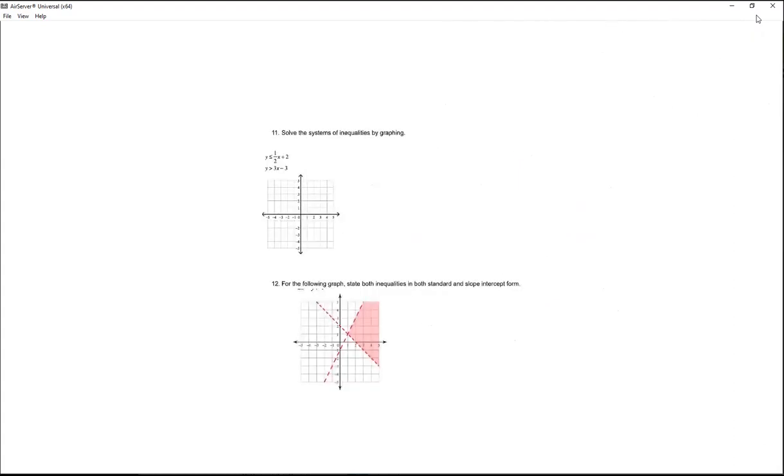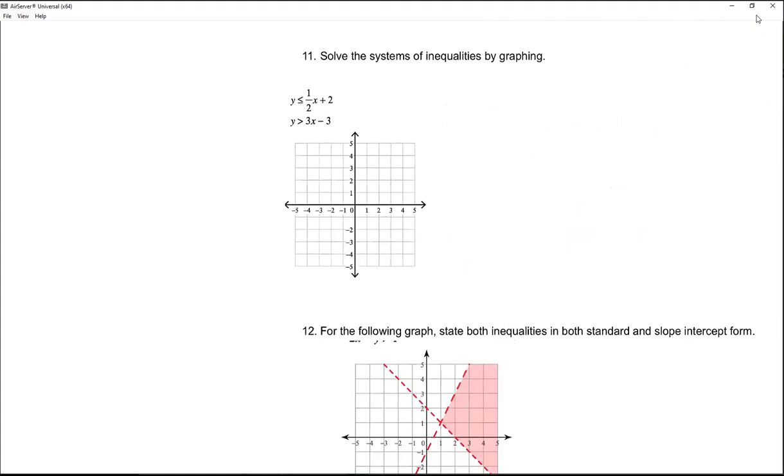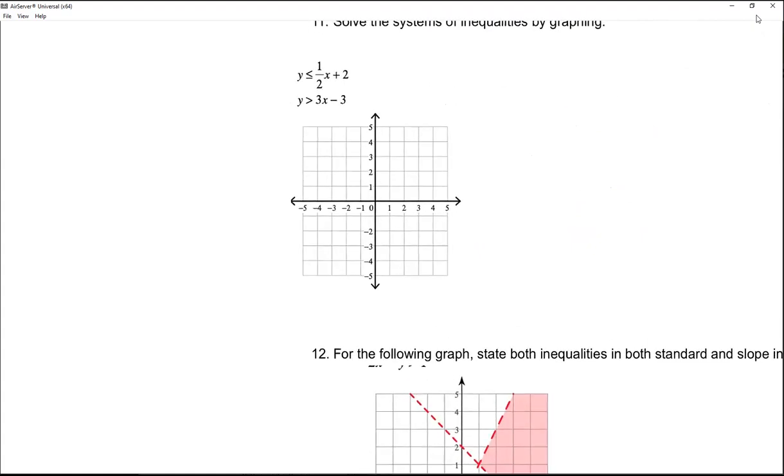Last page here. Systems of inequalities. Hopefully this is easy. You go up 2, you change colors. Go up 2, you go up 1, right 2, and you put a solid line here. You plug in maybe a test point 0, 0, but since it's less than, it's usually gonna shade below. If I put 0 is less than or equal to 1 over 2 times 0 plus 2. This is a true statement, so you're gonna shade below.